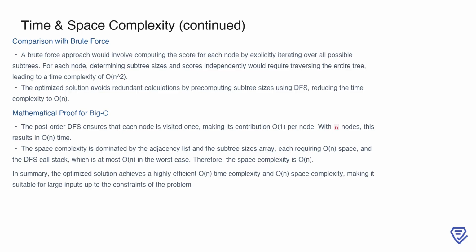Mathematically, the post-order DFS ensures that each node is visited exactly once, contributing O(1) work per node. With n nodes, this results in O(n) time complexity. For space, the adjacency list and subtree sizes array each require O(n), and the DFS call stack depth is at most O(n). Thus, the total space complexity is O(n). This makes the optimized solution highly efficient, even for large input sizes, adhering to the problem's constraints.